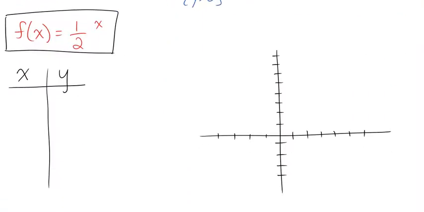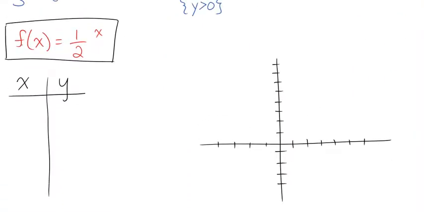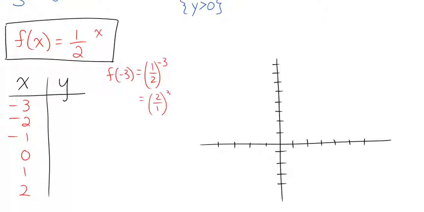Okay, let's try another one. Let's try a fraction. f of x equals 1/2 to the power of x. I'm going to sub in some values for x into my equation and solve for y. If I sub in a -3, I get 1/2 to the power of -3. I know my negative exponent rule tells me I can flip my base and make my exponent positive. So what I have is 2 to the power of 3, which is 8. I'm going to do the same thing for all these values, and this is what I get.